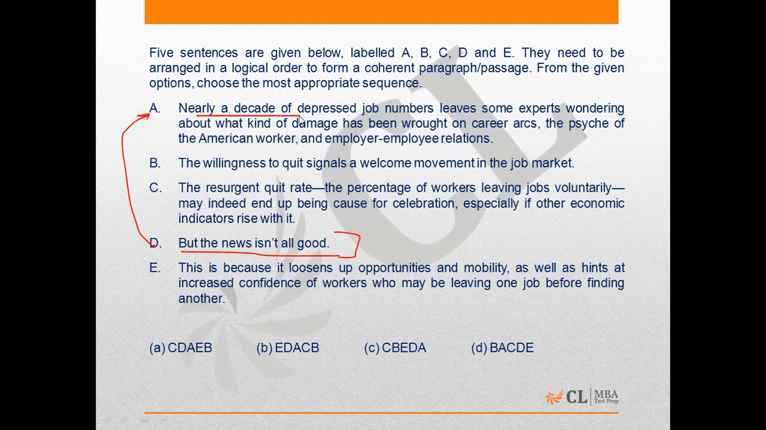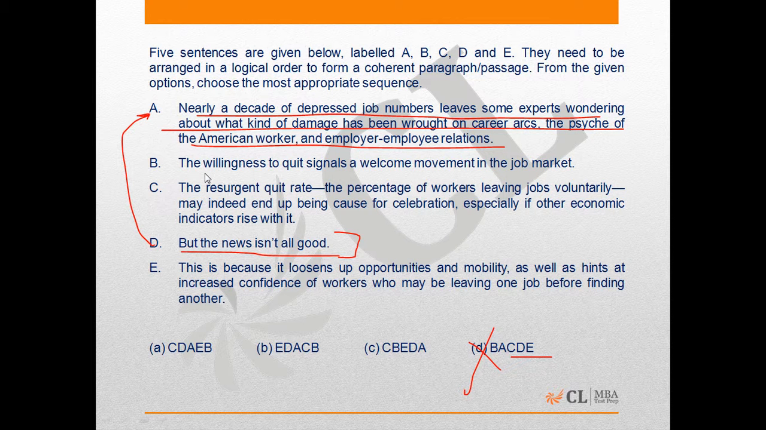It says nearly a decade of depressed job numbers leave some experts wondering about what kind of damage has been wrought on career arcs and psyche of American worker and employer-employee relations. So we know that D and A have to be together because only these two statements speak of something negative. There is no other statement that is spoken in a negative light. So with this, we can quickly eliminate option D because it doesn't have D and A together.